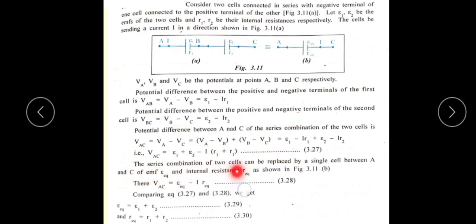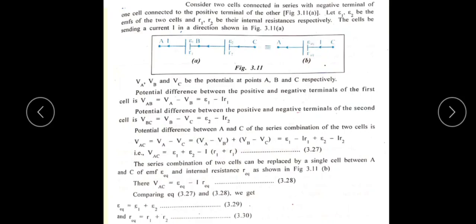The series combination of two cells can be replaced by a single cell. If the combination of these two is replaced by a single cell between A and C, the EMF is equal to E equivalent and its internal resistance is equal to R equivalent, as shown in figure 3.11b. Hence, the potential difference across AC is equal to E equivalent minus I into R equivalent.